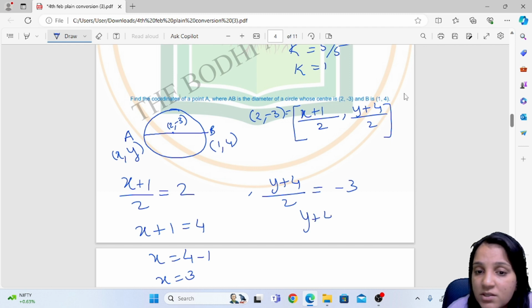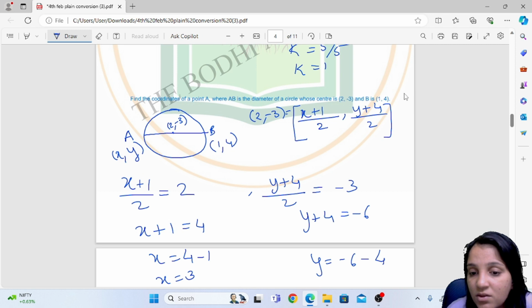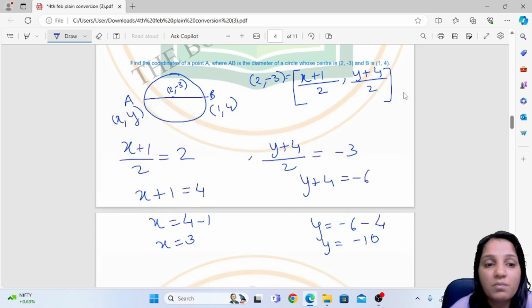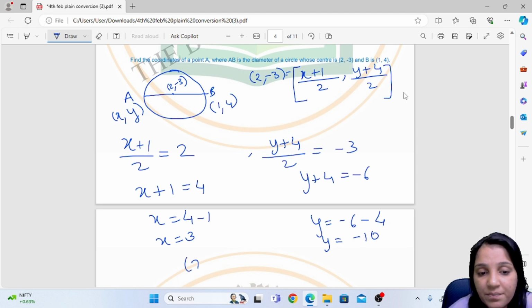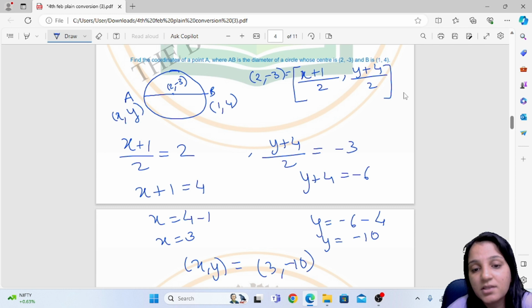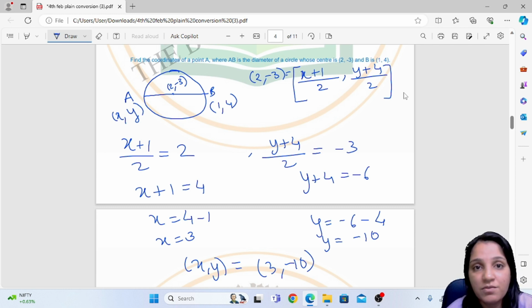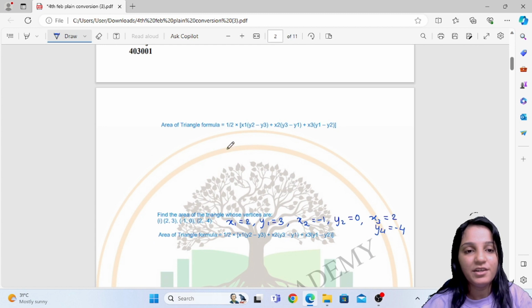y plus 4 is equal to minus 6, y is equal to minus 6 minus 4, y is equal to minus 10. So your point here is x comma y, which is 3 comma minus 10. So here we have done the section formula. Now we will move on to the area of triangle. Now we will start the topic area of triangle.